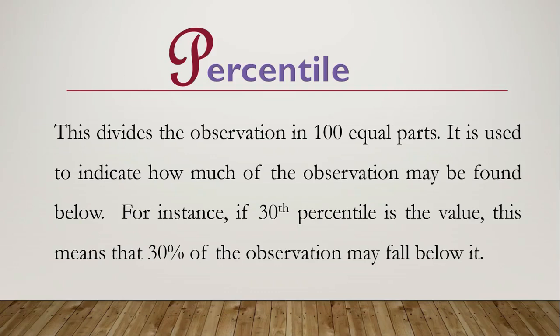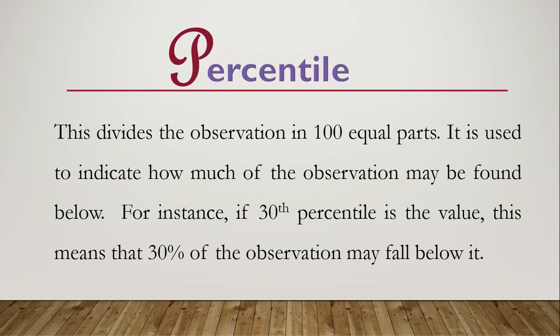And class, now let us have percentile. So if quartile divides the observation into 4 equal parts, percentile divides the observation into 100 equal parts. It is used to indicate how much of the observations or values may be found below. For example, if we have the 30th percentile, this means that 30% of the observations may fall below it.